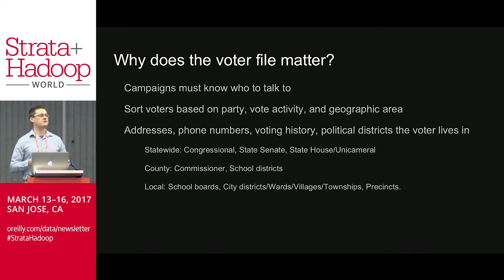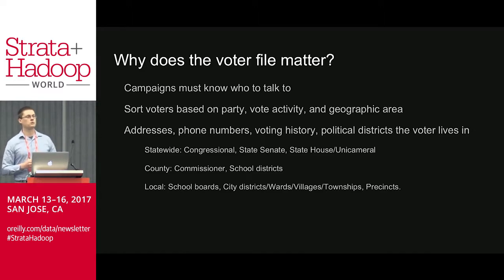Every voter file has a unique ID that attaches to one voter. It has that voter's contact information, some of their address data, their registered address and mailing address, and it lists every single political district that they live in, from the nationwide level, their congressional, state house, state senate districts, all the way down to their city council districts. Most importantly, it has their political affiliation and their voter history.